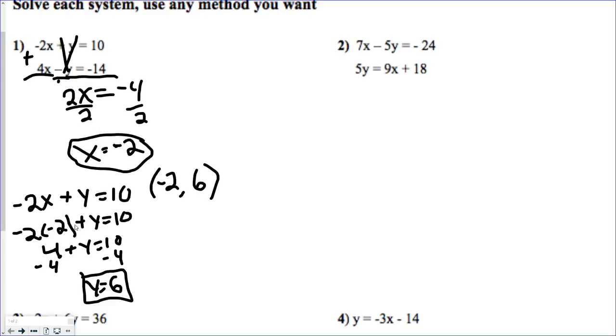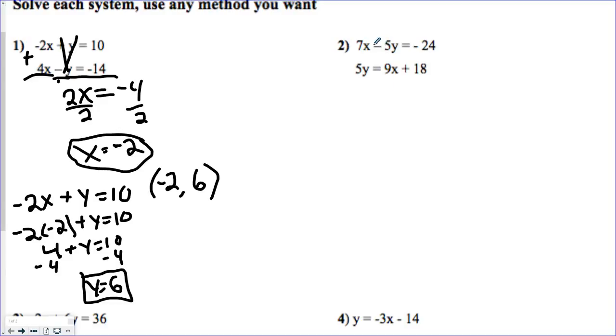Something like number two is not set up as nicely for us because I can't really add these together right now, because one of the rules for elimination is that your equations should be in what's called standard form, which means that your variables should be on the same side as each other. So the x and the y variables should be on one side, the non-x and y numbers should be on the other side.